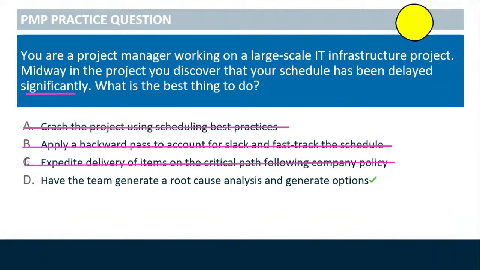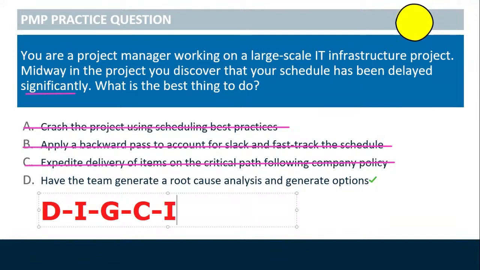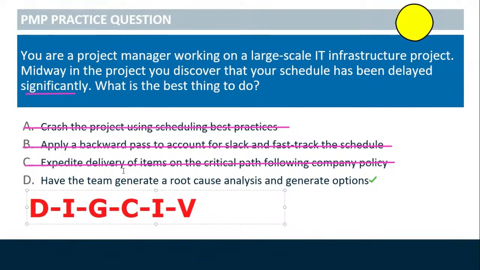When you're faced with questions like this on the PMP exam, I want to give you a framework that you can use to better tackle questions, especially those that may seem far out. You can use the DIG-CIV approach. DIG-CIV is a mnemonic for define the problem, identify the root cause, then generate alternatives. So here, defining the problem and identifying the root cause need to come first before you go into any alternatives. And that's why the best option was D.